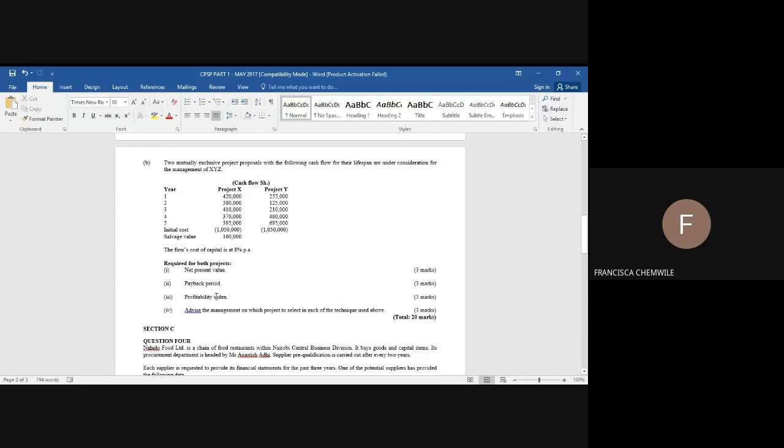Two mutually exclusive project proposals with the following cash flow for their lifespan are under consideration for management of XYZ. You can see the cash flows displayed there. Then the firm's cost of capital is 8% per annum. Required for both projects, part A, the net present value. Can we do that? Yes.